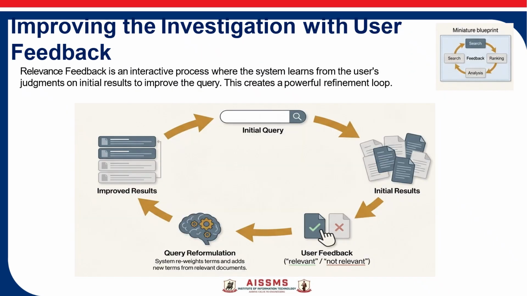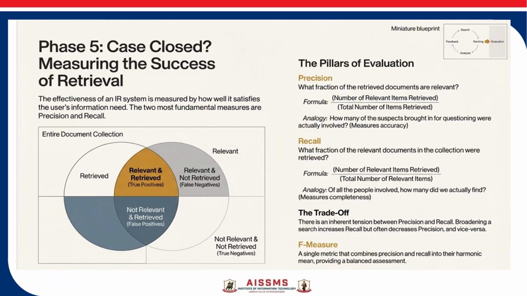Next, improving the investigation. The search doesn't have to end with the first result. It is an interactive loop called relevance feedback. By judging initial results as relevant or non-relevant, you have the system reformulate the query by reweighing terms to produce even better results.